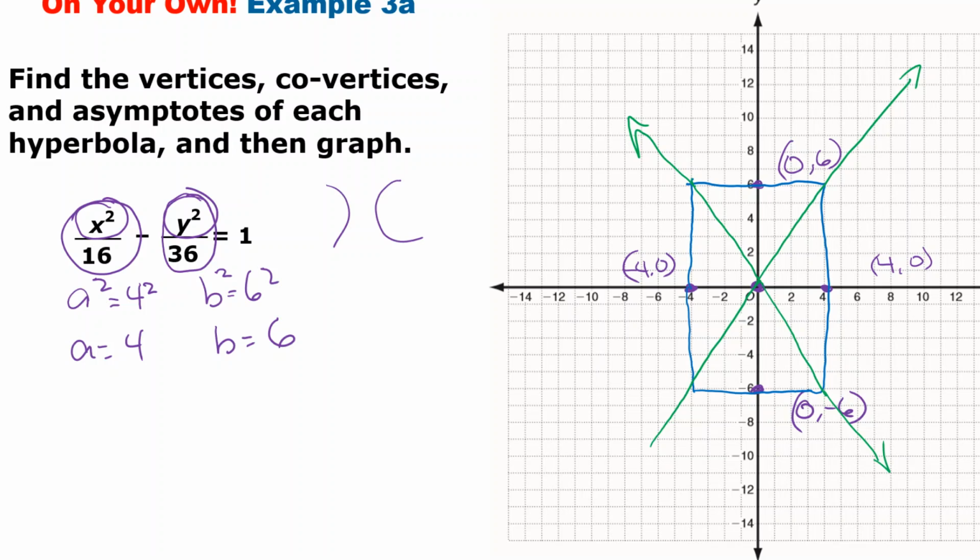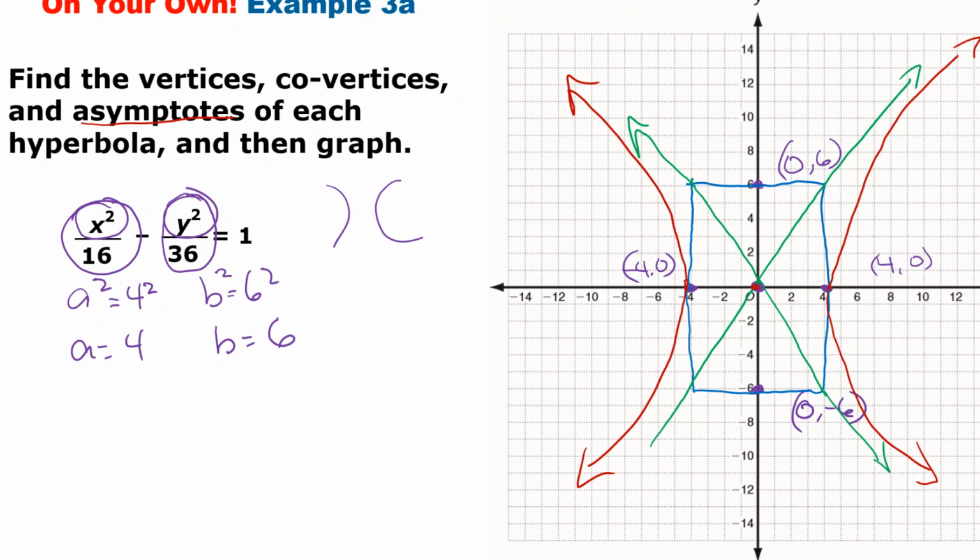So now I can just draw my hyperbola in. I'm going to start at my vertex here, and draw, and then do the same thing. And there is what our graph looks like. So the last thing I need to do is I still need to write my equation for my asymptote. I'm lucky this time because I start at 0.